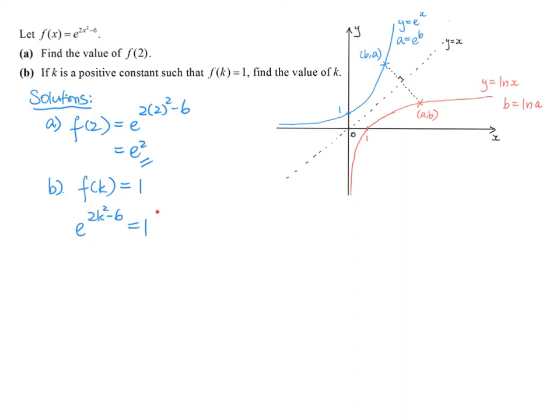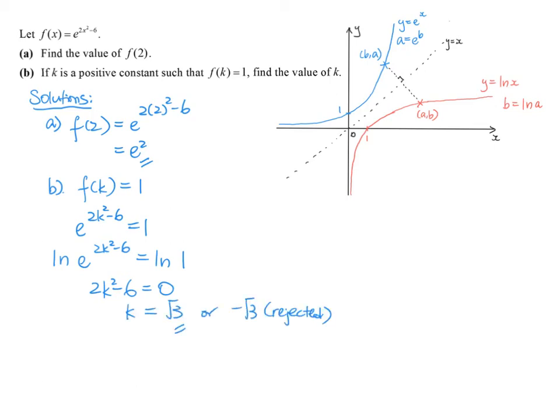Now, when we see this, how do we get rid of the e? That is ln, right? Because ln is the opposite of e, and e is the opposite of ln, so to speak. So you apply ln on both sides, and so ln and e cancel each other, and this power goes down. And I know that ln 1 equals 0, and so k equals positive square root of 3 or negative square root of 3.